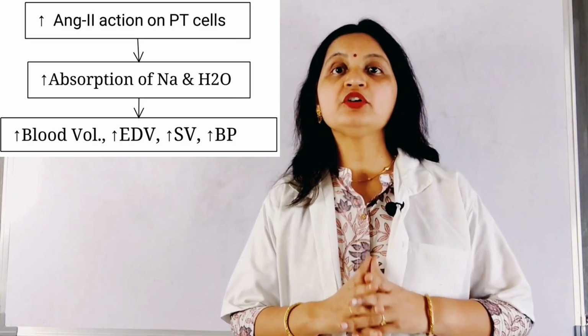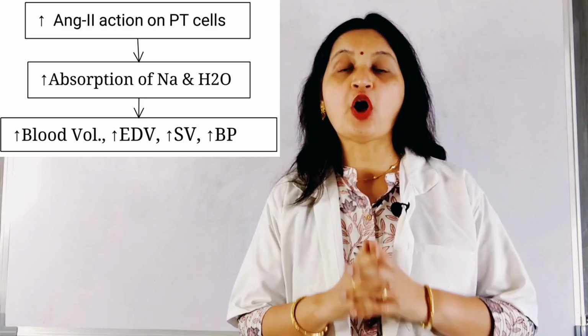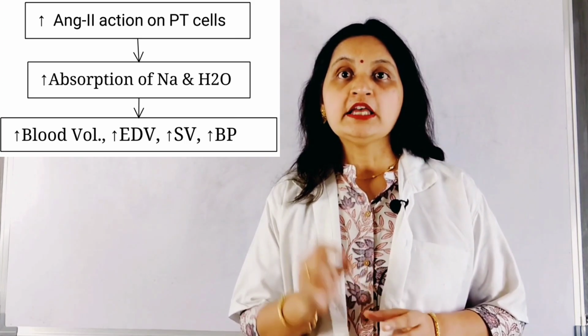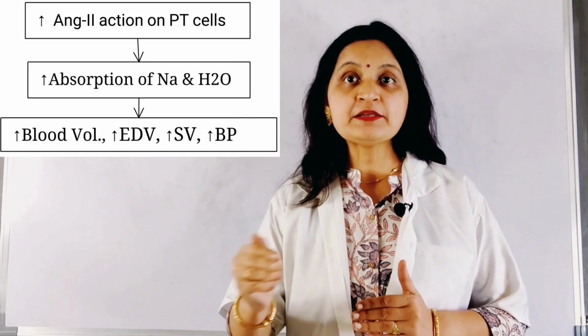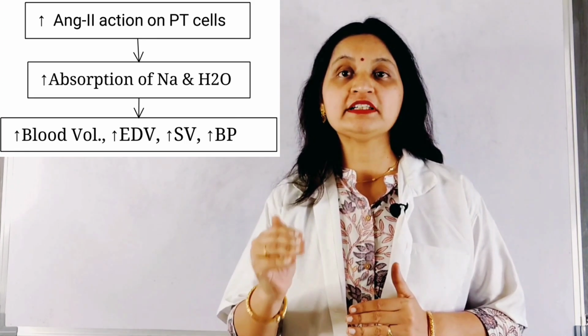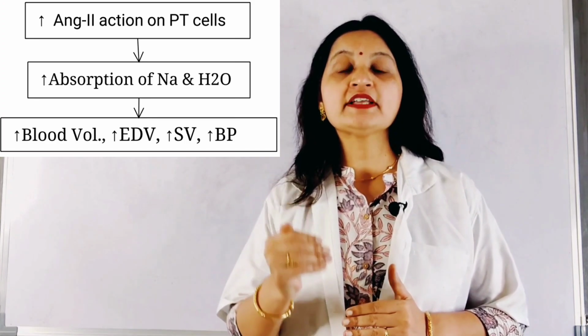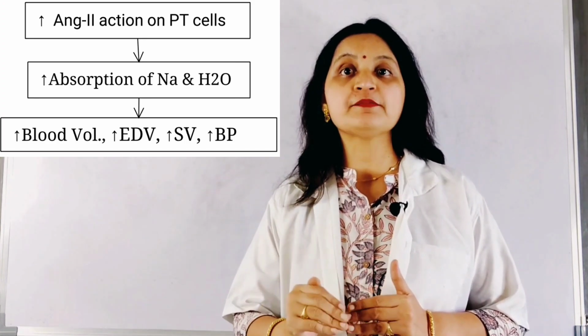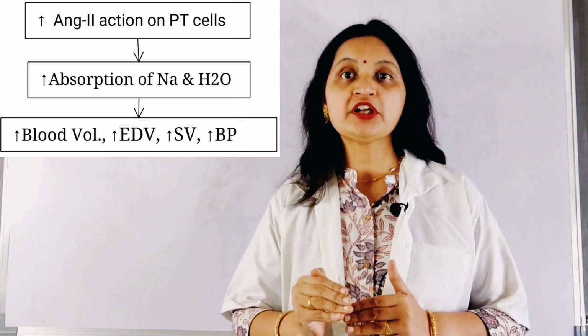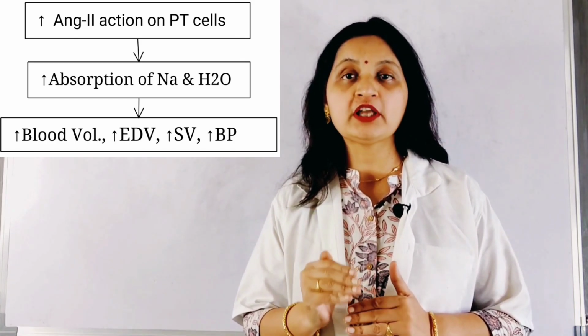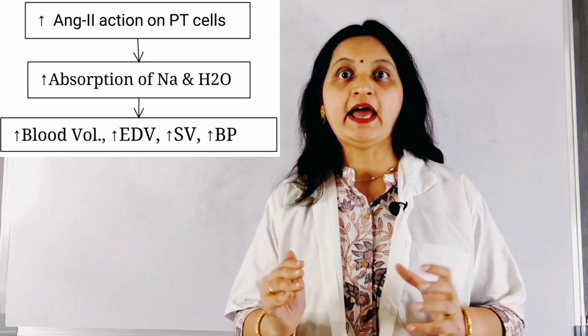In addition, angiotensin 2 has direct action on the proximal tubules. So this is the site where maximum excretion of sodium and water takes place. Through angiotensin 2 action on the proximal tubule, there is inhibition of sodium and water excretion, and this helps to maintain the fluid volume.